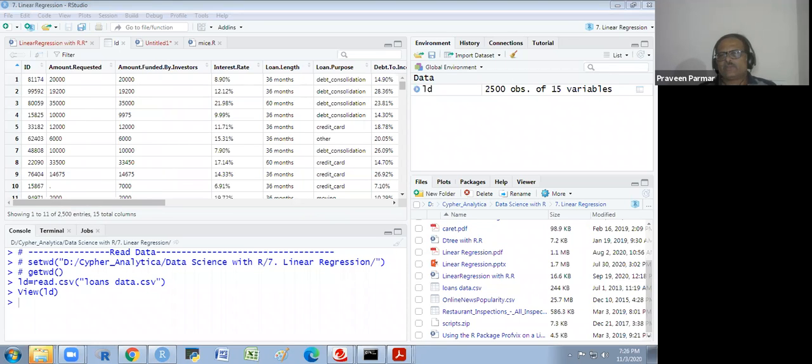Now, what is our objective? Our objective is here. In this case, we want to predict the interest rate. This is our target variable. Interest rate is our target variable.